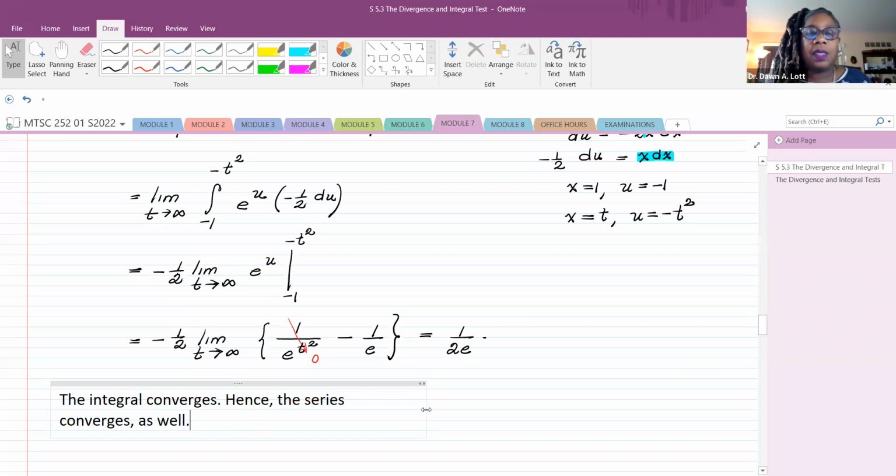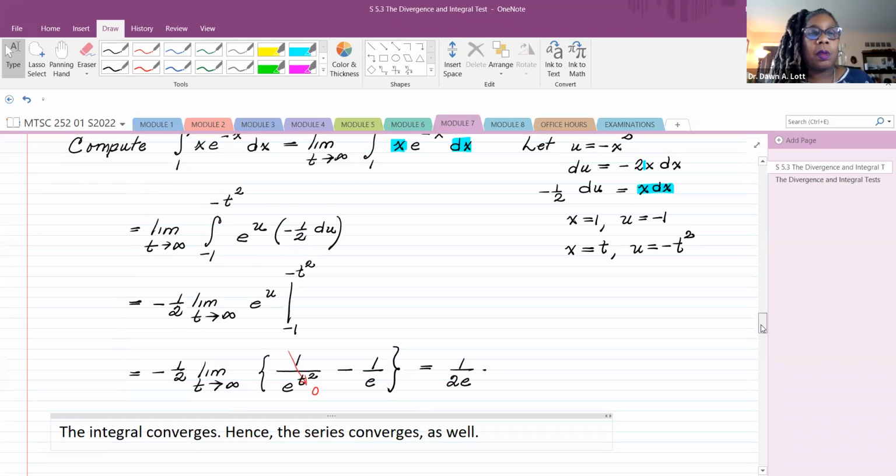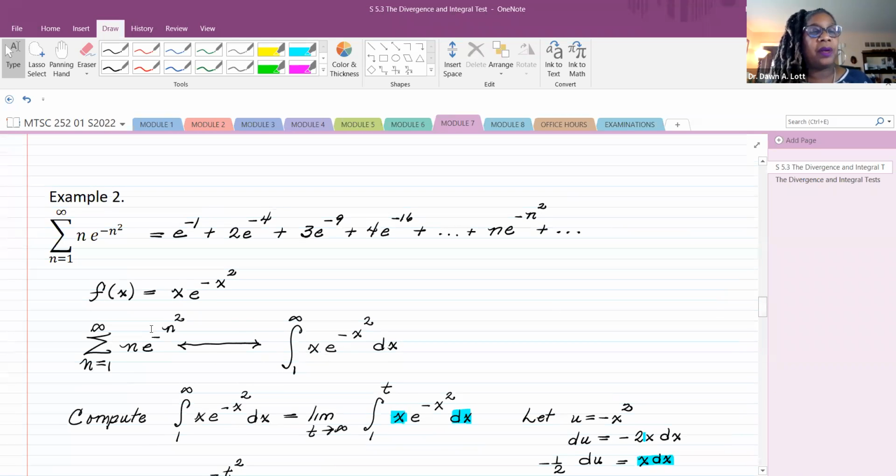All right, any questions about that? Once we paired this series with this integral, they either both converge or they both diverge. Any questions about that?